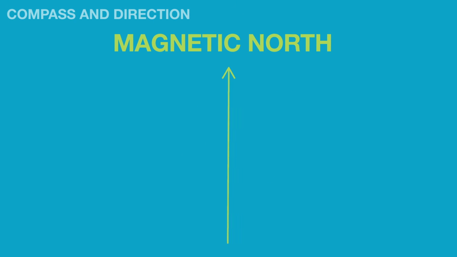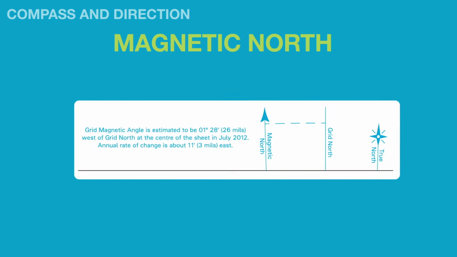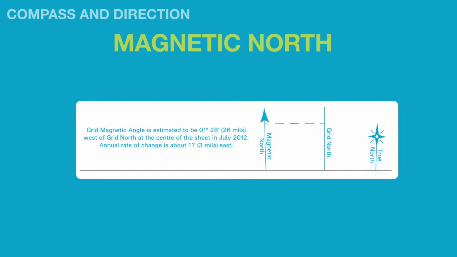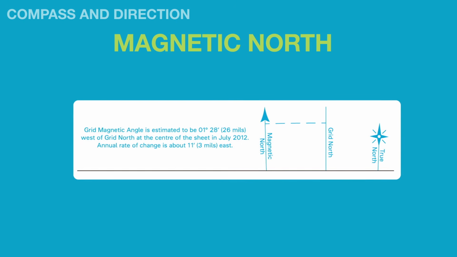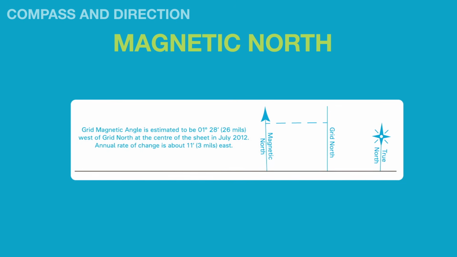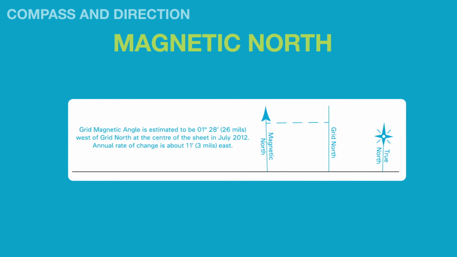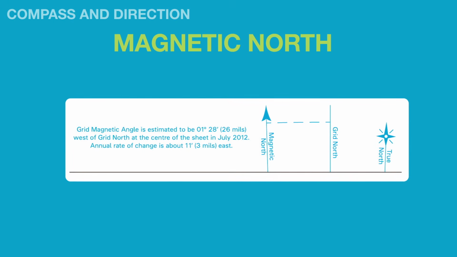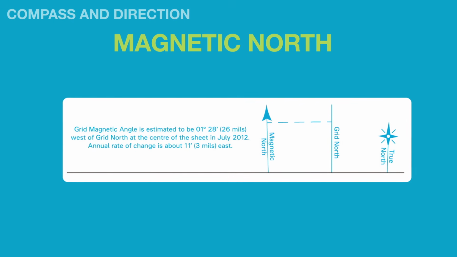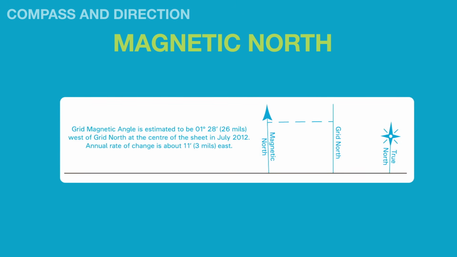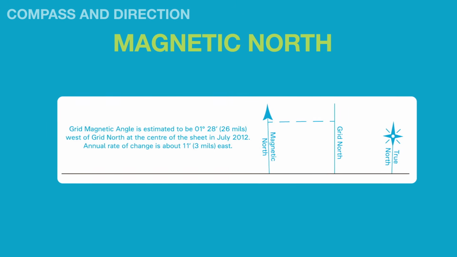Magnetic north is not a fixed point. Each year it moves ever so slightly, and you may need to check your map to see what the difference is between the magnetic north and the grid north. Although for most map skills activities in the classroom this won't make a significant difference. But the difference between magnetic north and grid north is shown on the legend of an Ordnance Survey map.